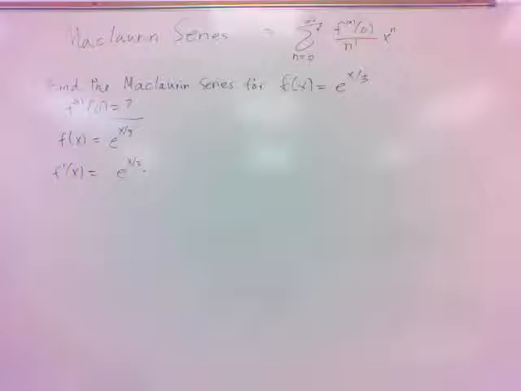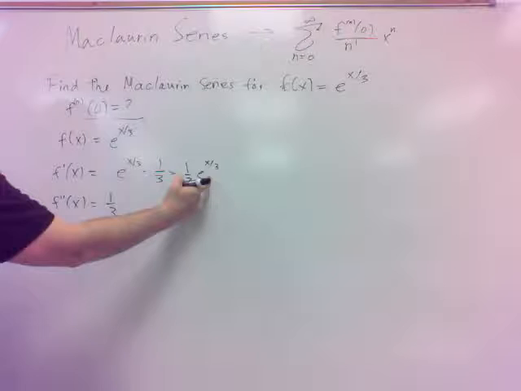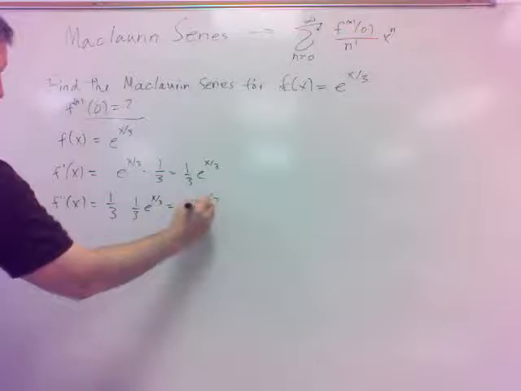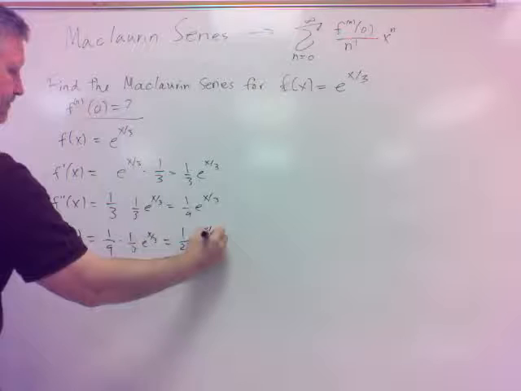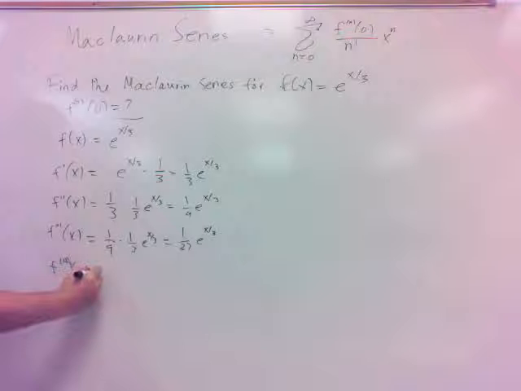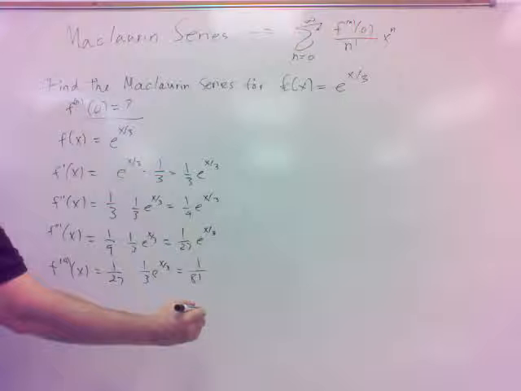So this is 1/3 e to the x over 3. The second derivative would be 1/3 times the derivative of e to the x over 3, which is 1/3 e to the x over 3. So that'd make it 1/9 e to the x over 3. Third derivative would be 1/9 times the derivative of e to the x over 3, which is 1/3 e to the x over 3, which is 1/27 e to the x over 3. With me? Fourth derivative: 1/27 times 1/3 e to the x over 3, which is 1/81 e to the x over 3.